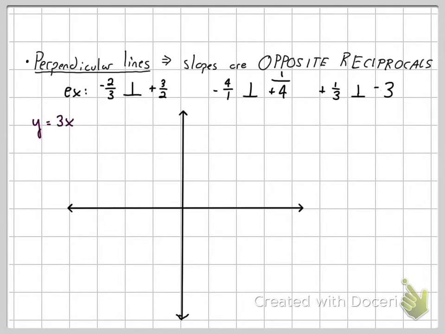So for example, let's say I have the equation y equals 3x. I have a y-intercept at 0, and my rise over run is up 3 over 1. Plot my next point, and I have my line.